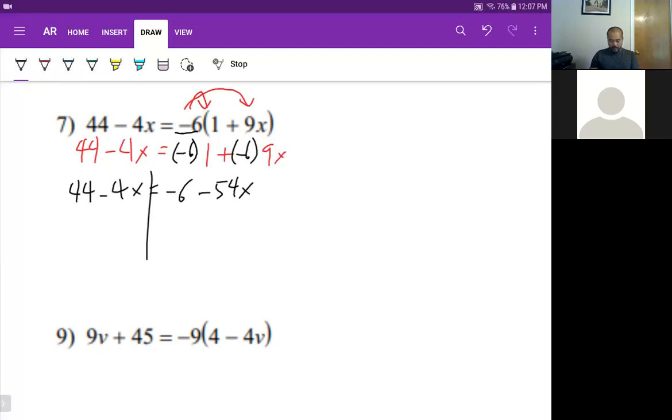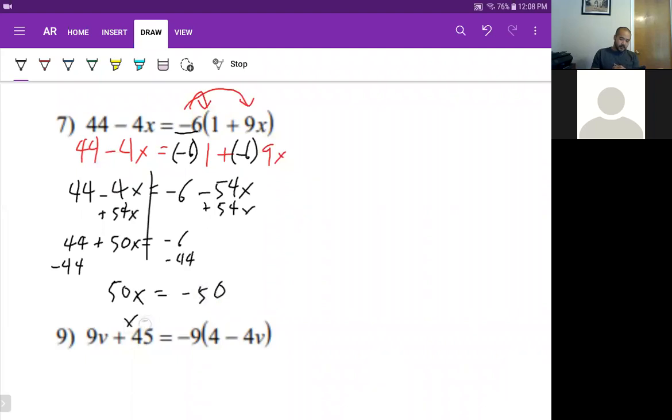So let's get rid of this ugly negative one. Plus 54x, plus 54x. 44, negative 4 plus 54 is 50. Let me know if I'm going too fast. Negative 6. Next thing I'll do is subtract 44. Okay, let me get the calculator out for this one. So negative 6, oh wait, that's negative 50. So 50x equals negative 50. So that means x equals negative 1.